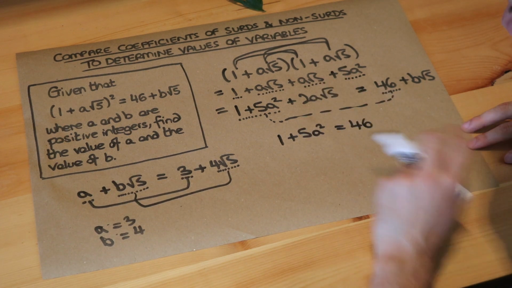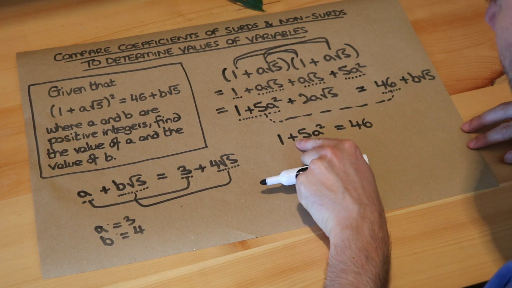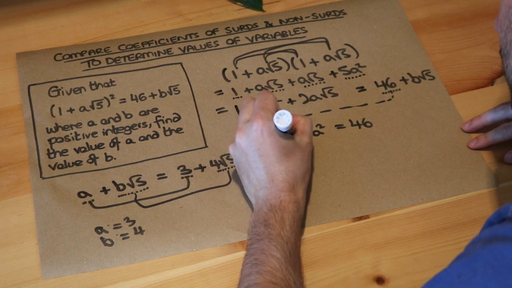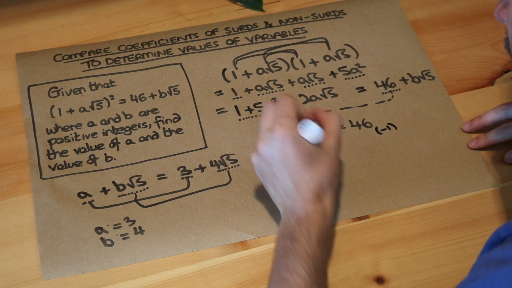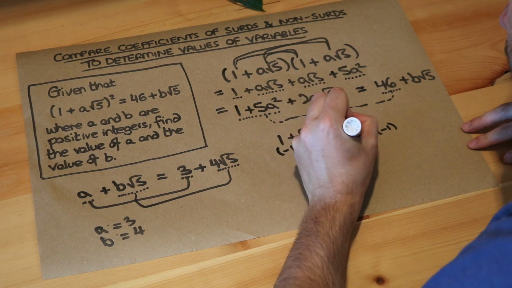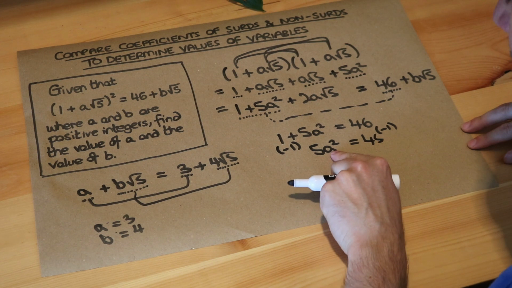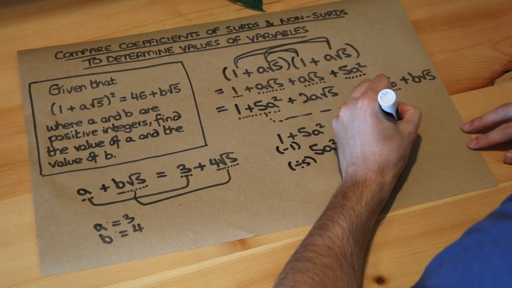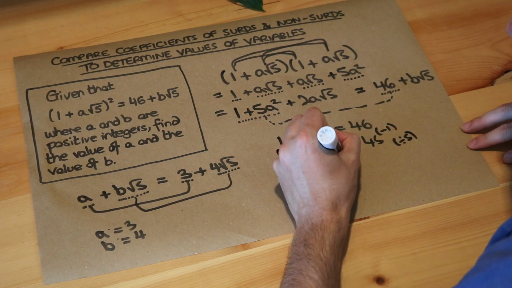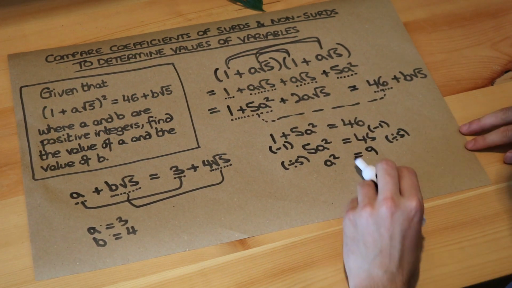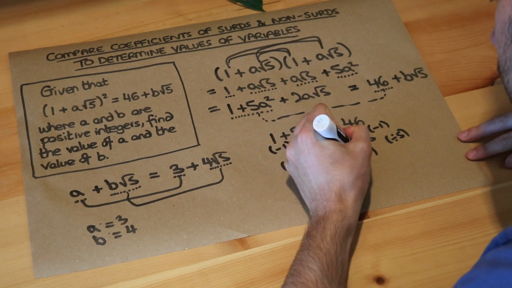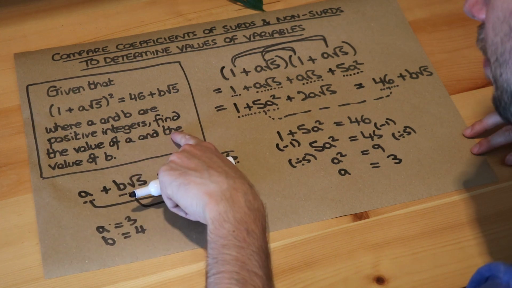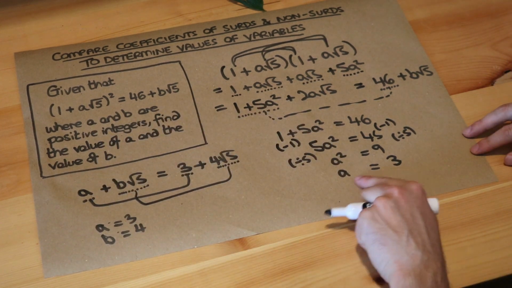Now if we solve this equation, well, a is being squared, it's times by 5, then you're adding 1 to get 46. Let's minus that 1 from both sides of the equation. Then that gives us 5a squared equals 45. Then we need to divide both sides by 5 to give you a squared equals 9. And then if we square root both sides, a is equal to, well, it could be 3 or minus 3. However, it tells you that a and b are positive integers, so a is just 3.